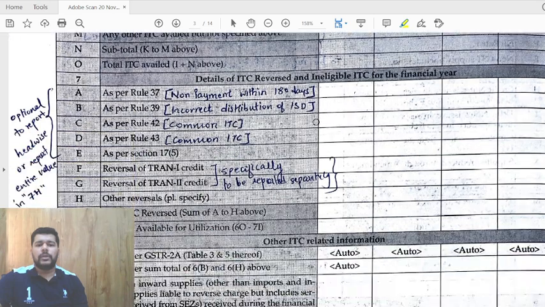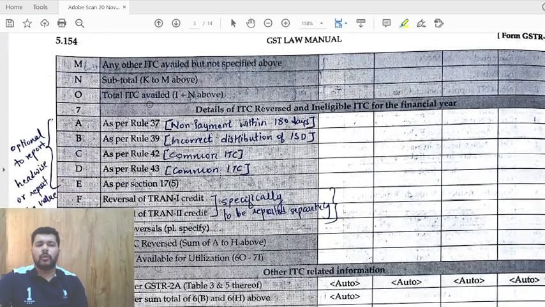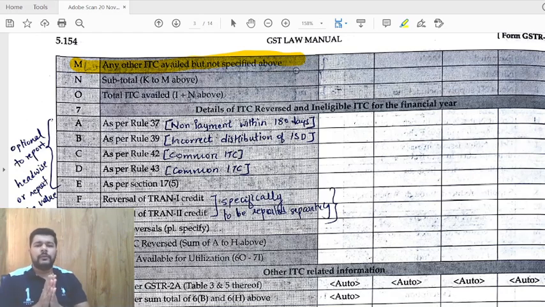Now most importantly, this is the row which is to be used very carefully, that is table number 6M. Now I have a view in regards to this, maybe you will agree or not, this is up to you, but I have a very clear view. Table number 6M says any other input tax credit availed but not specified above.